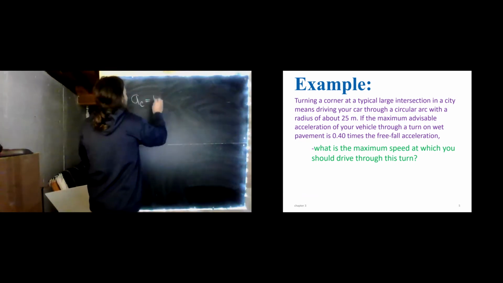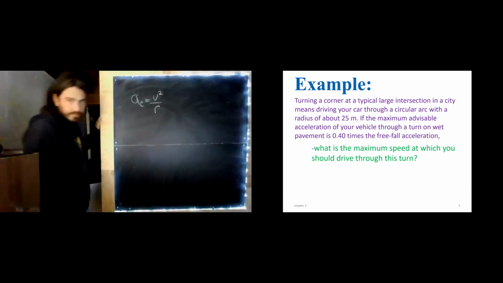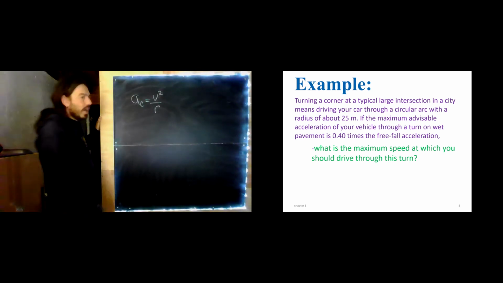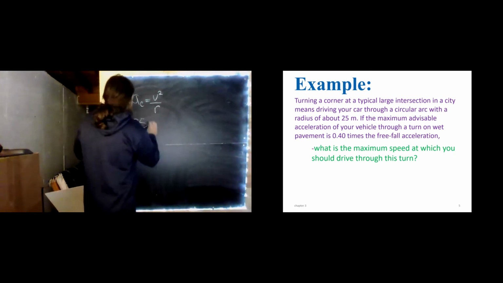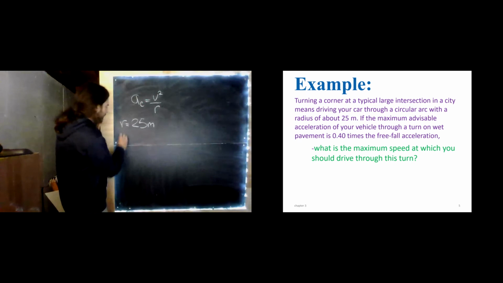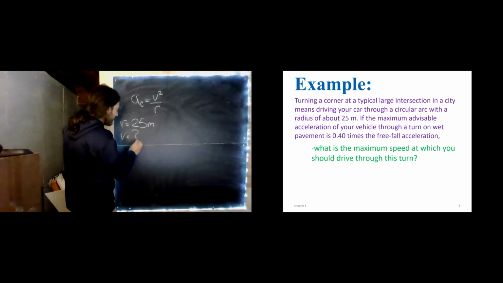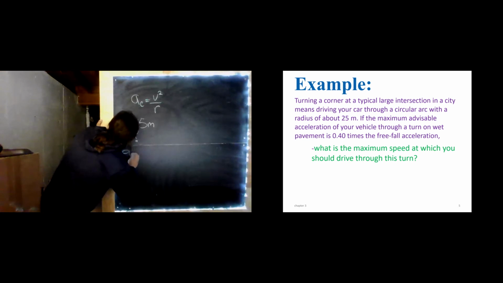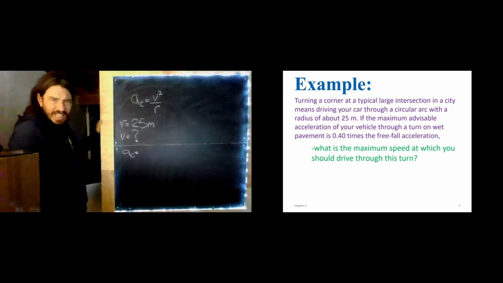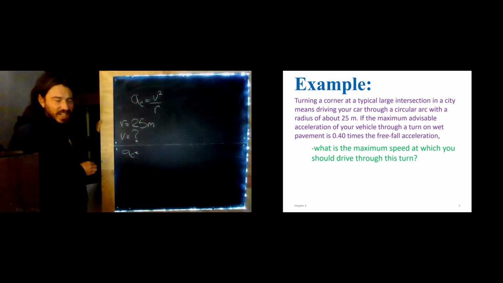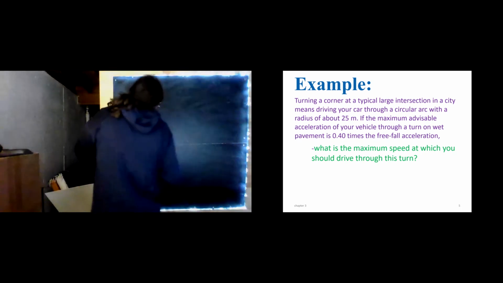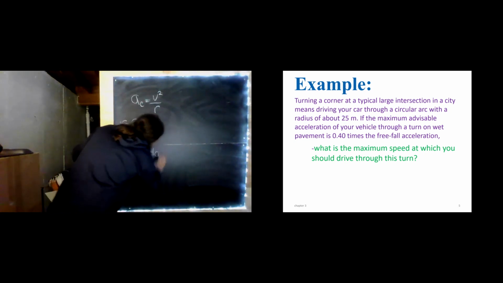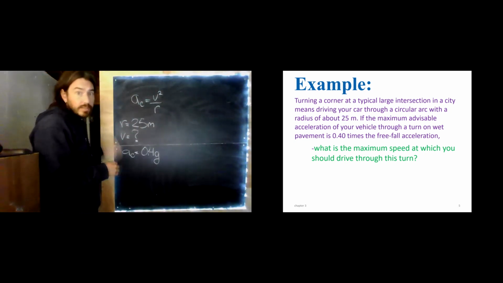So we have a sub c equals v squared over r. Well, what's been given? Do we know r? We do know r. R equals 25 meters. How about v? Do we know v? We don't. In fact, that's what it's asking for. How about a? We do know a. It's kind of a goofy way that they told us. It says it's 0.4 times the free fall acceleration. What does that mean? It means 0.4 g's. And so we should write this as a sub c equals 0.4 times g.